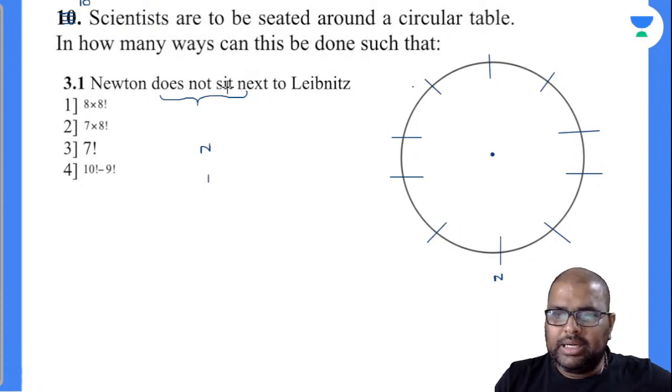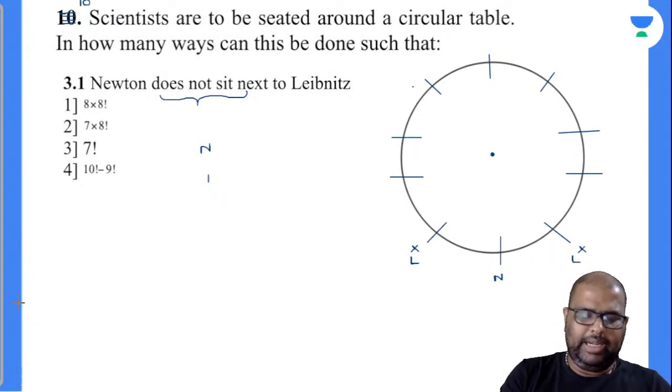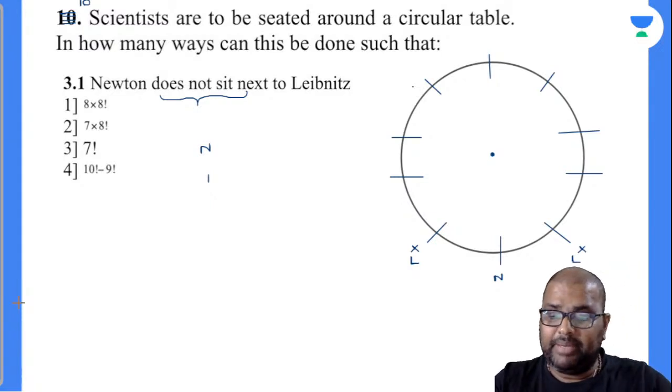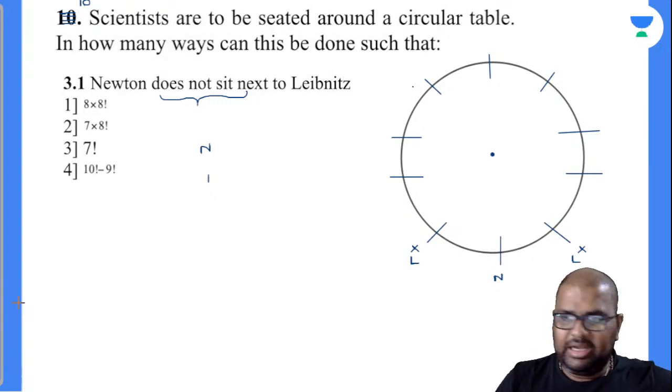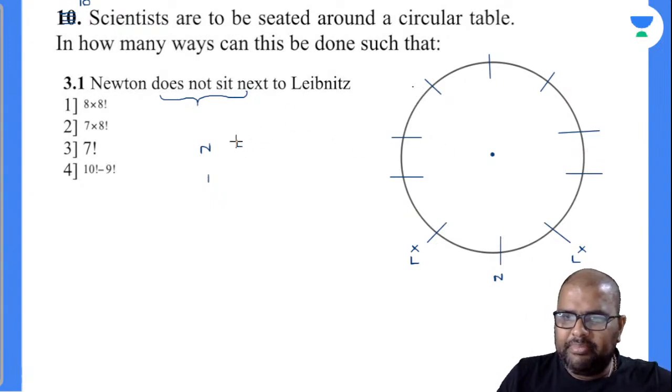So Newton does not sit next to Leibniz, so Leibniz must not sit here. Leibniz must not sit here. Am I right or wrong? Yes, perfectly. Are you getting my point? Now, how many positions are vacant for Leibniz? Can anybody say? 1, 2, 3, 4, 5, 6, 7. Only 7 positions are vacant for Leibniz.